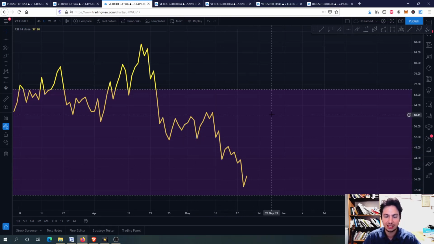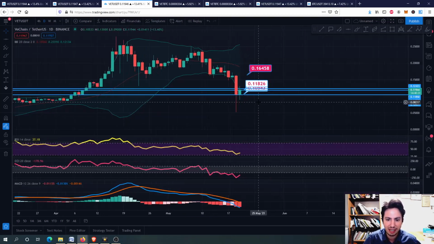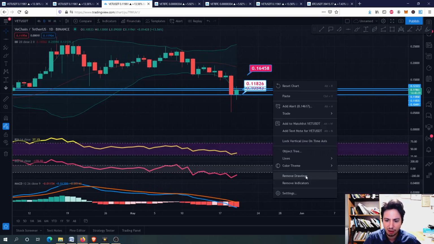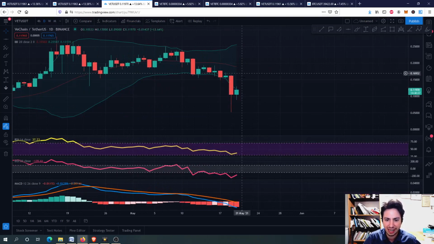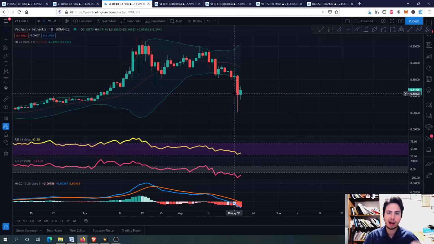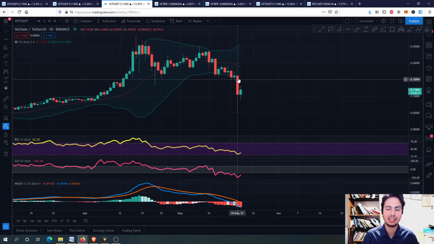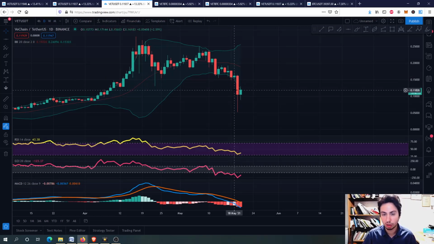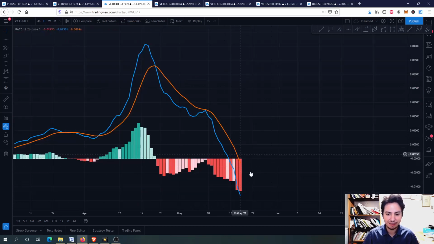Let's go to the Bollinger Bands right now, and you can see that we are overextended from the bottom line. This usually means, guys, we are having a buying opportunity, but right now, according to the market, according to the fear in the market, I don't think that we are having a clear buying opportunity for the short term. That is, let's see the Vechain again.